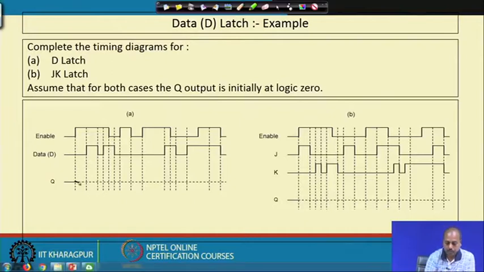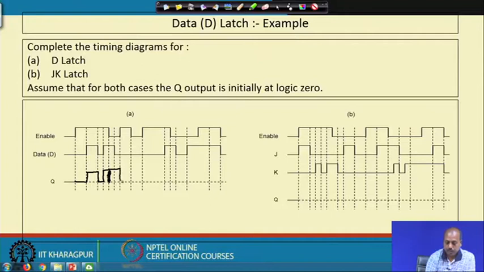Till this much it continues like this, because enable is high, but D is also 0, then it is high, then it will become low, then it will follow that D as long as the enable line is active. Then enable becomes deactive at this point, so it will continue like this, then enable becomes active at this point again.